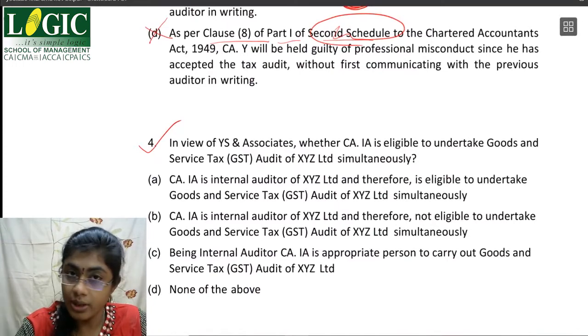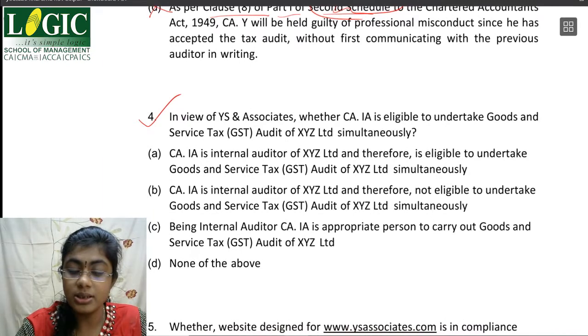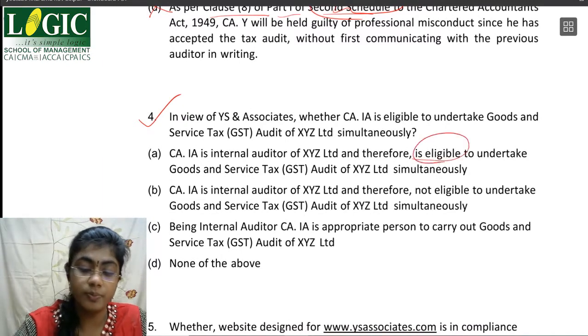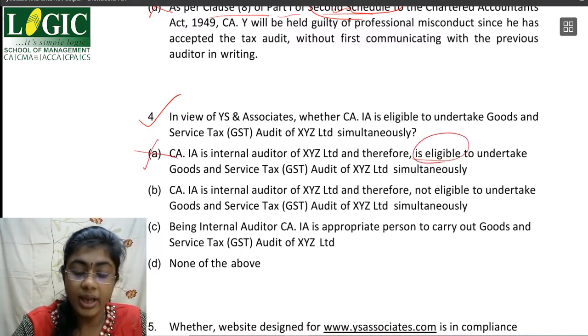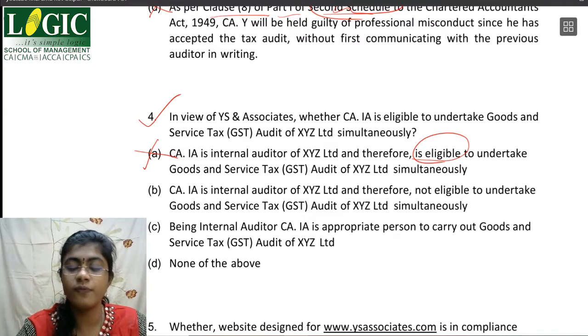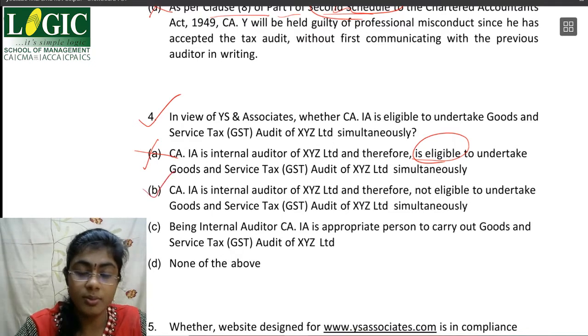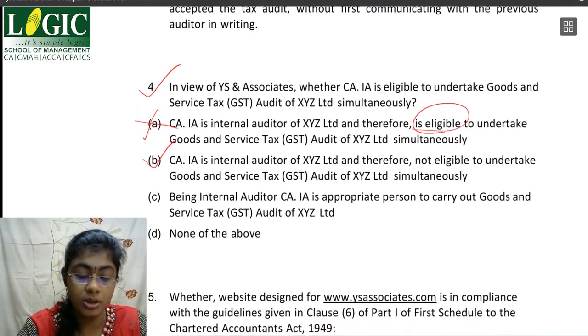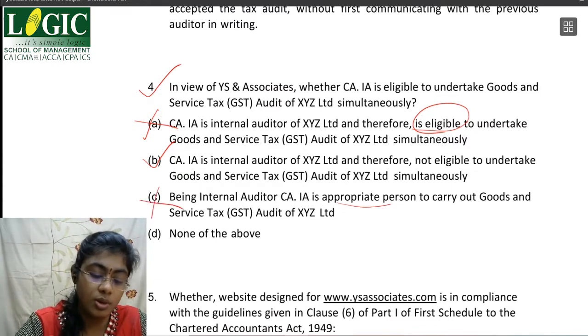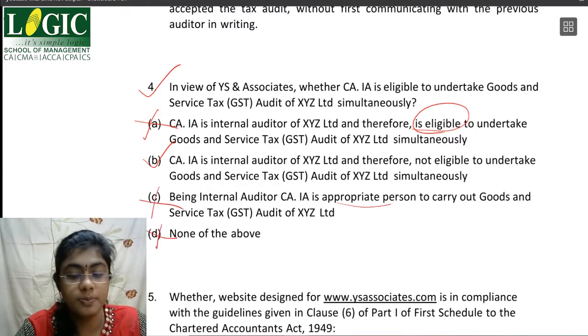So, reading the option. CAIA is the internal auditor of XYZ Limited and therefore is eligible. No. CAIA is the internal auditor and therefore not eligible to undertake GST audit of the company simultaneously. Seems to be valid, but wait, we'll read the other option. Being internal auditor, IA is appropriate person to carry out. No. So answer is B.